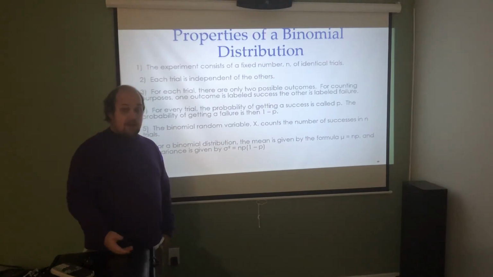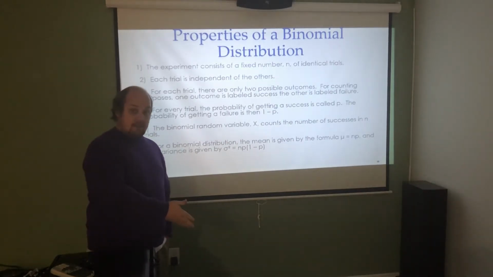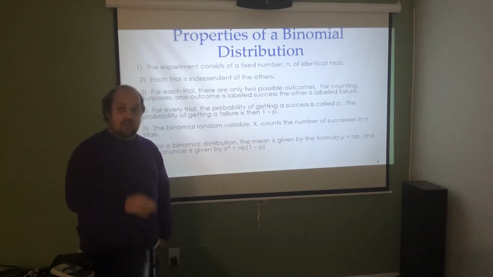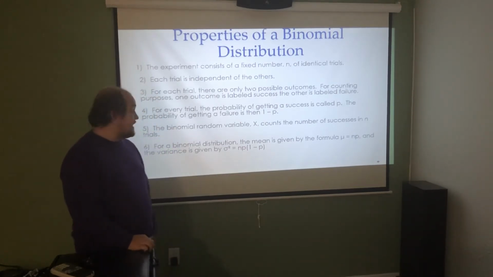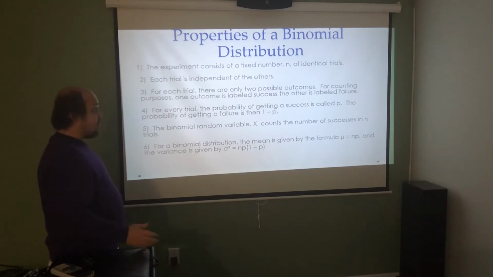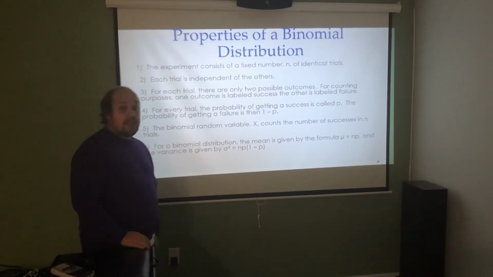But the idea of the binomial is that if you know what happened in a previous trial, it in no way impacts what you think is going to happen on the next trial. You still think it's the same chance of success. For the purposes of each trial, there's only 2 possible outcomes. For counting purposes, one outcome is labeled success, the other is labeled failure.